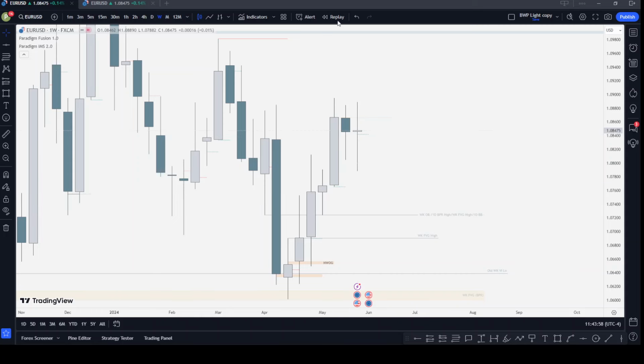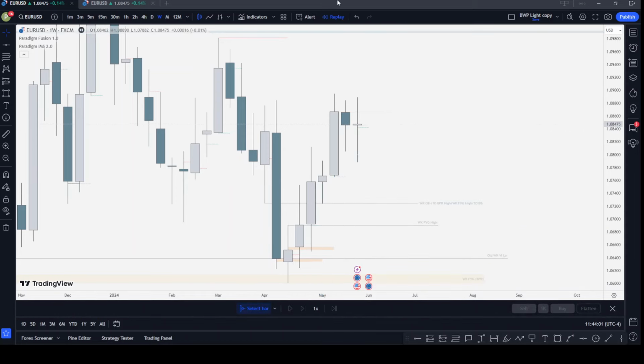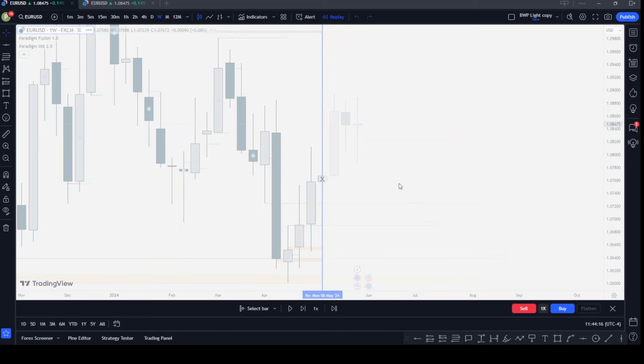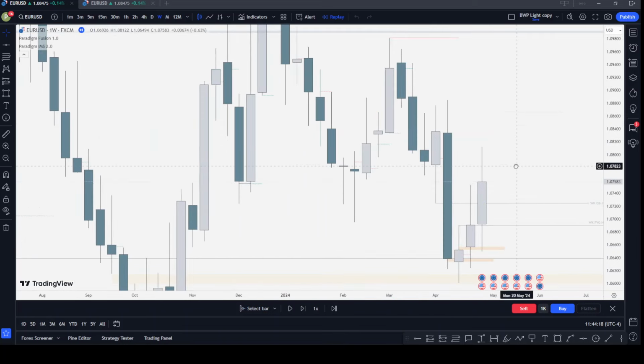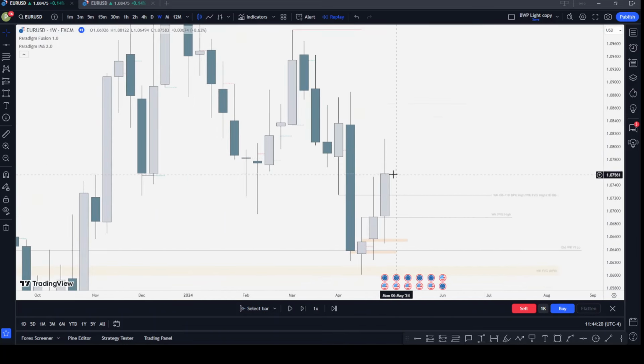So I'm going to use the replay tool to go back to this day. Assuming we haven't seen this, we're going to take each week one after the other till we cover the whole week. We're going to assume that we don't know what price is going to do. This is the week you want to do your analysis. What do you look at? How do you build a bias, based on what you have learned so far, and how do you actually take an entry on low time frame?